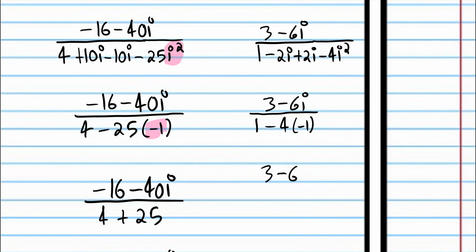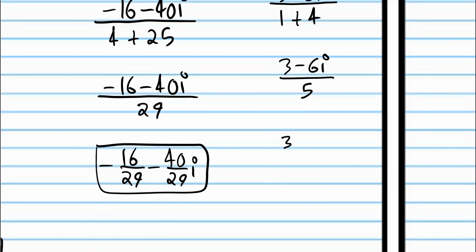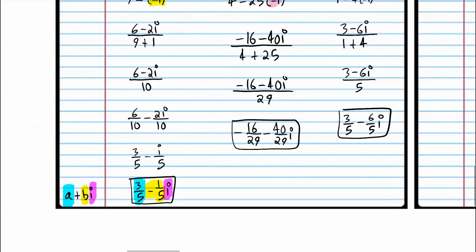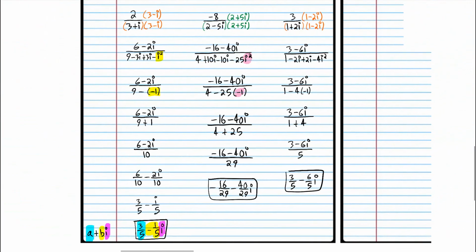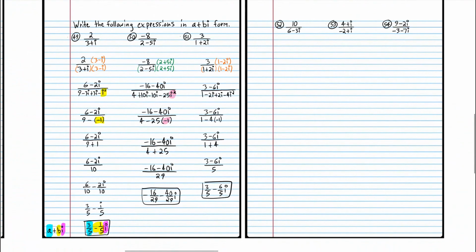So we have 3 minus 6i all over 1 plus 4. And then of course we're going to separate using fraction decomposition, and we get the following expression. So if you got that right, excellent. Okay, go ahead and try number 52. When you come back, we'll do it together.